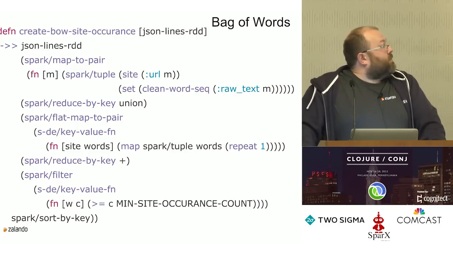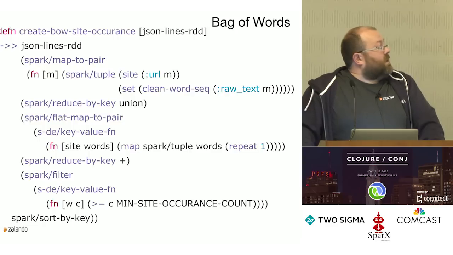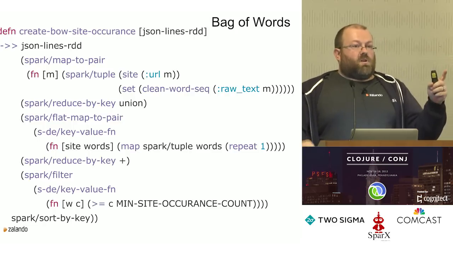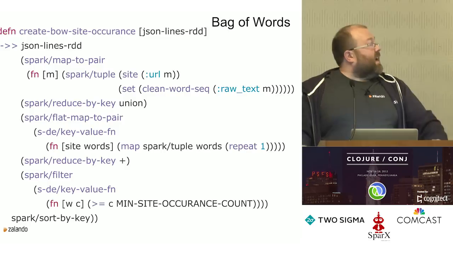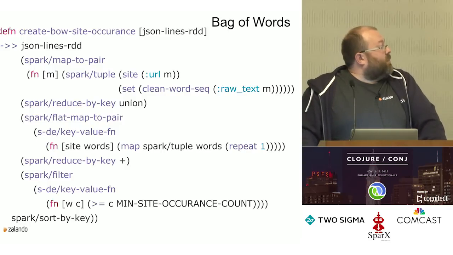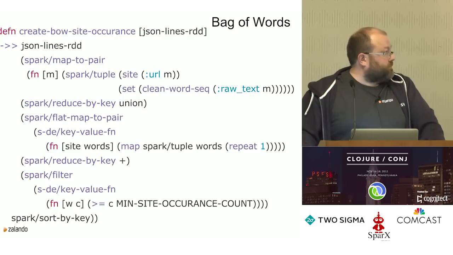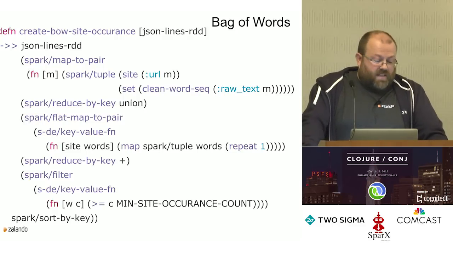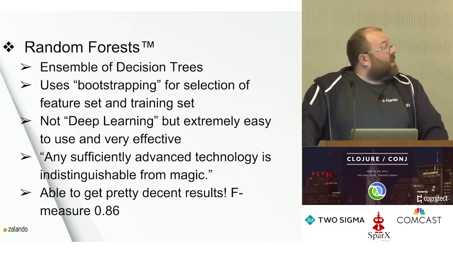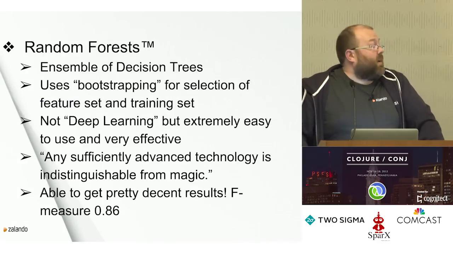Then we mapped back to a pair again, where basically given the site and the words, we want to split it out, so words and just a number 1, and then we added those up per word, and then it just had to be 5 or more, basically. So that's a brief example of how we created the bag of words.